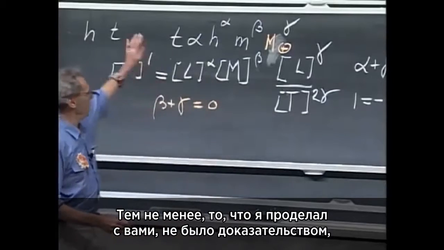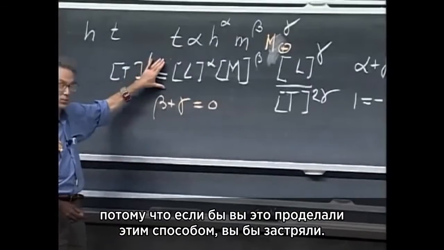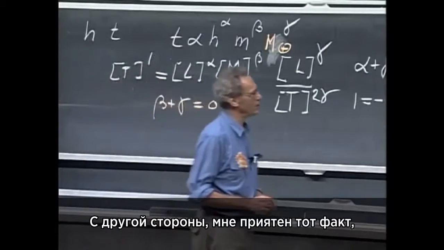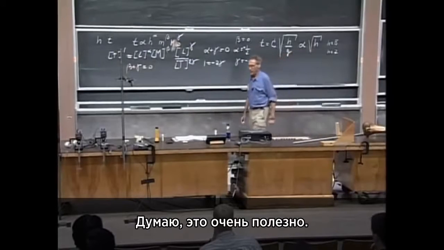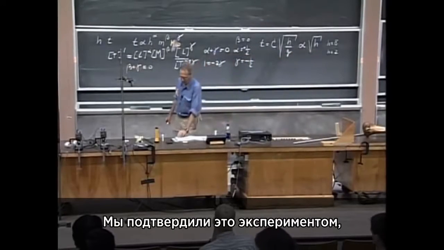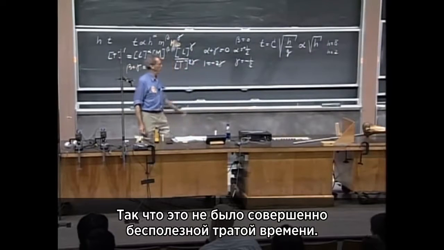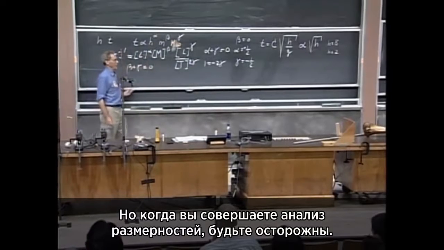However, what I did with you was not a proof, because if you do it this way, you get stuck. On the other hand, I'm quite pleased with the fact that we found that the time is proportional to the square root of h. I think that's very useful. We confirmed that with experiment, and indeed, it came out that way. So it was not a complete waste of time. But when you do a dimensional analysis, you better be careful.